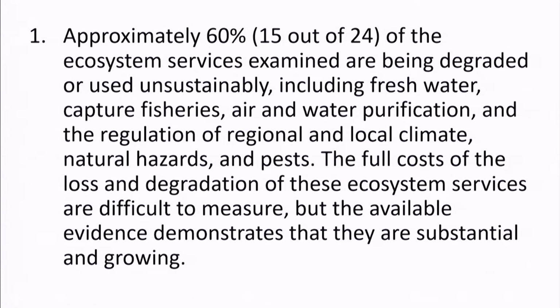Approximately 60% of the ecosystem services examined are being degraded, because of air and water pollution. The full cost of the loss and degradation of these ecosystem services is difficult to measure, but the available evidence demonstrates that it is substantial and growing. Many ecosystem services have been degraded as a consequence of actions taken to increase the supply of other services such as food. These trade-offs often shift the cost of degradation from one group of people to another, or defer the cost to future generations.